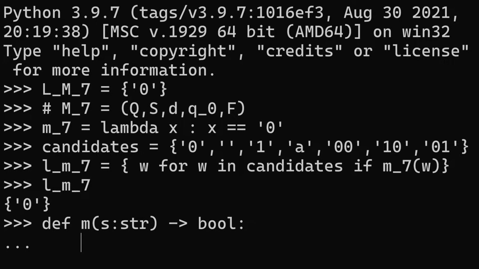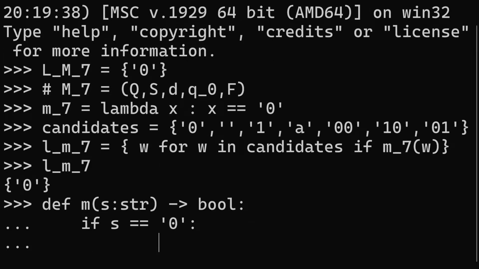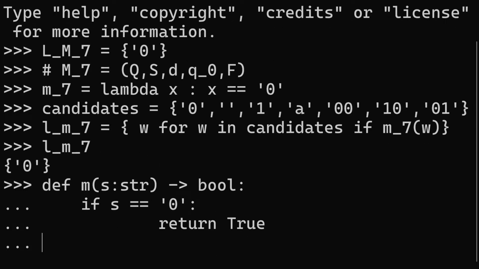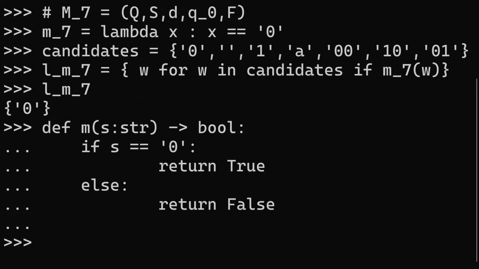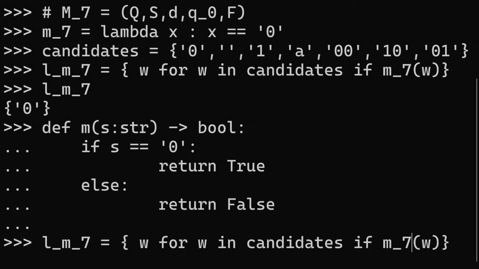So I asked, can we write the function that accepts the string 0 and rejects all other strings? We can do that with an if statement. If S is equal to 0, return true. Else, we return false. That is one way to think of this, and I will demonstrate that this works.